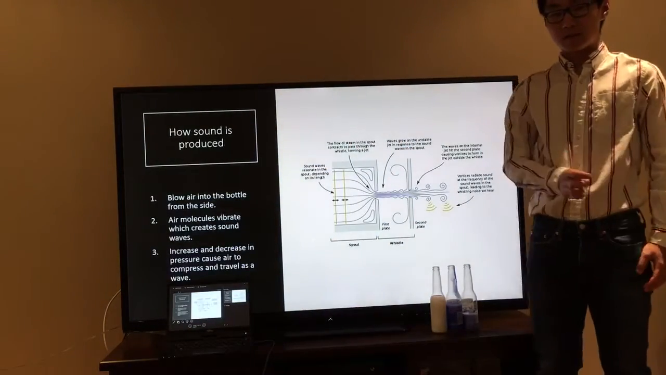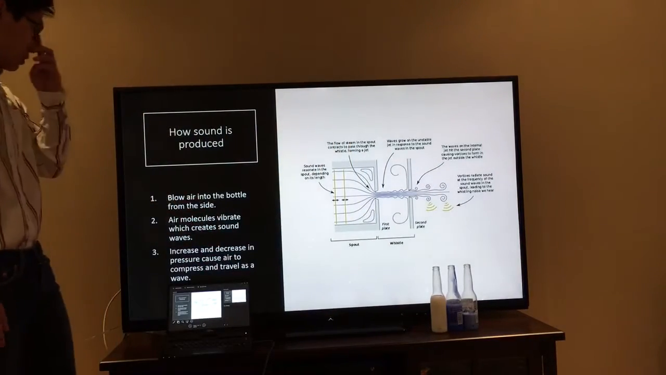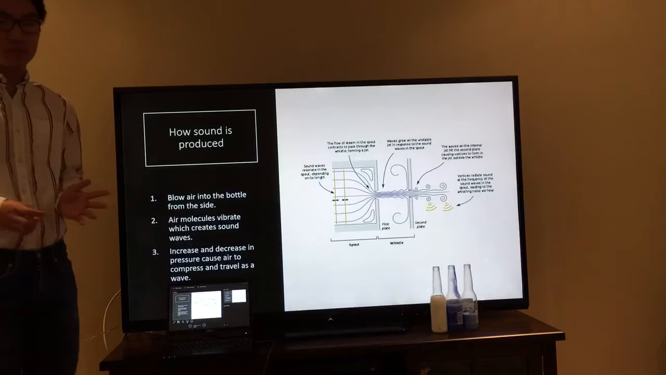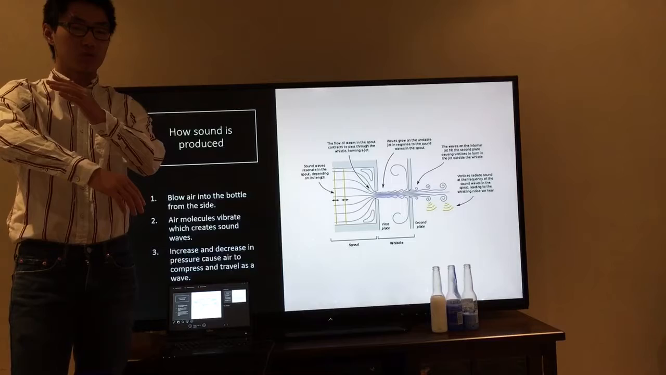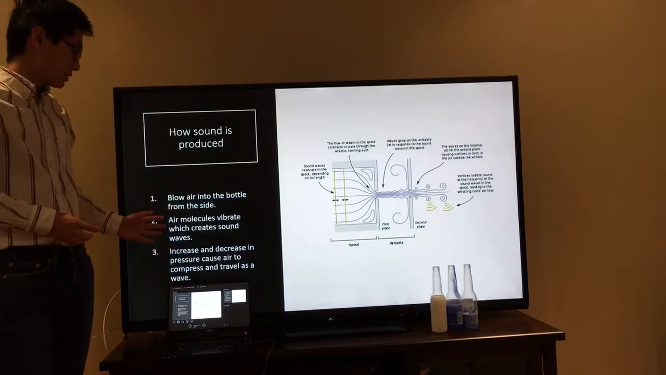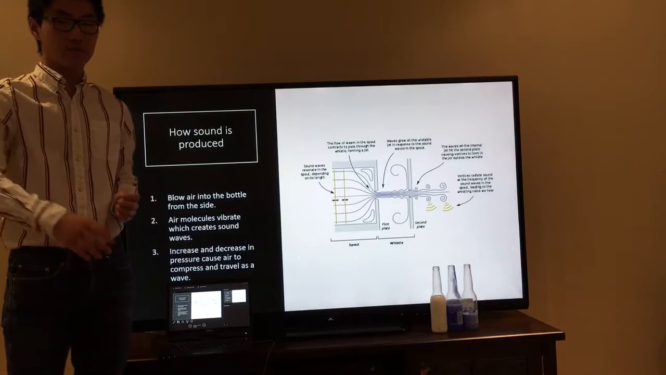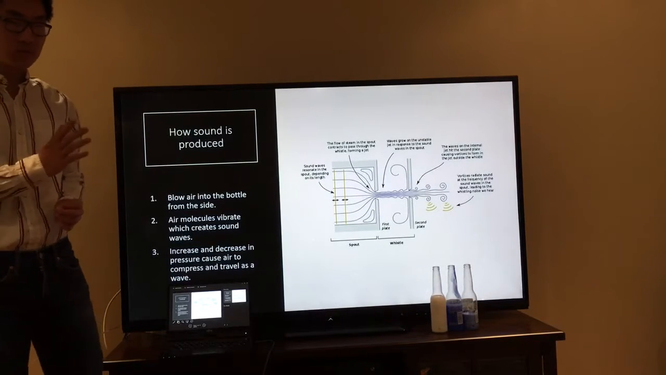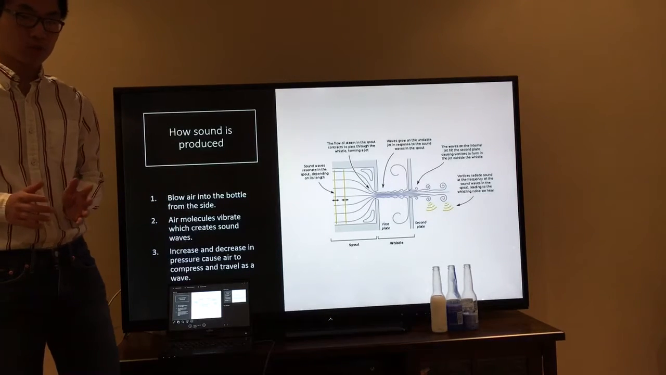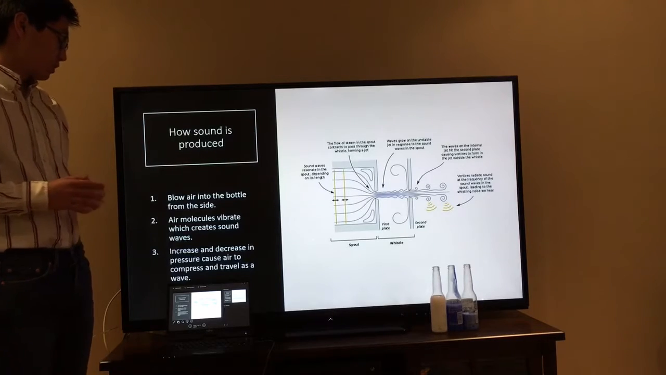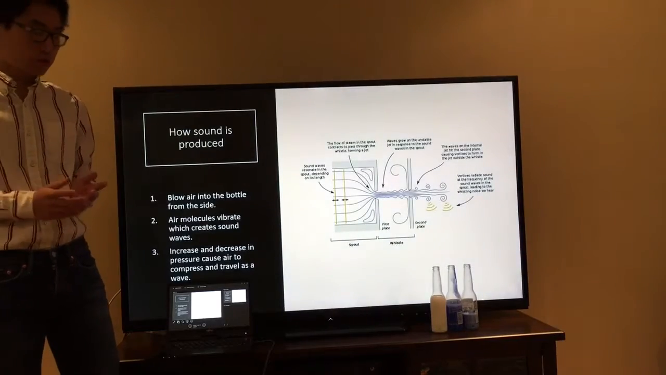Now, how exactly is sound produced in my instrument? I'll be talking about that right now. Firstly, blowing air into the bottle from the side is very essential as it allows air to flow in, however also allowing some of the air to flow out as well. And secondly, air molecules will vibrate with your blow into the bottle, which creates sound waves as the air molecules vibrate inside of these spaces. Lastly, with the decrease and increase in air pressure, it causes the air molecules to travel in a wave-like motion, which ultimately turns out as sound in the end.